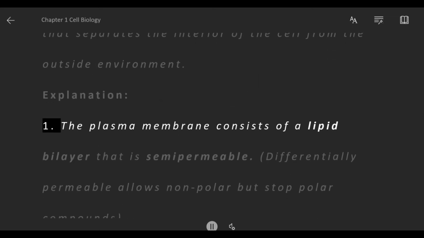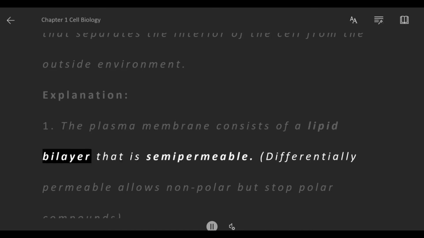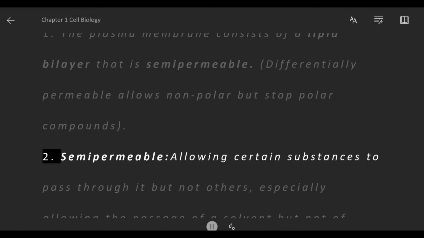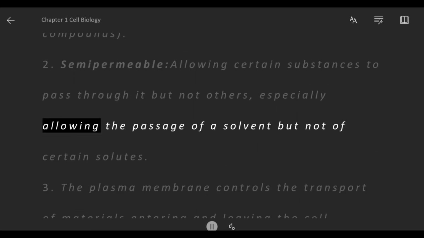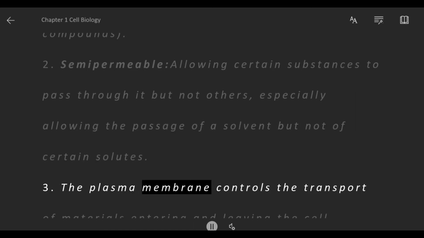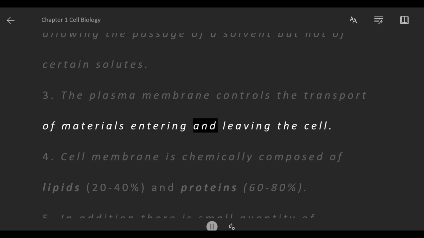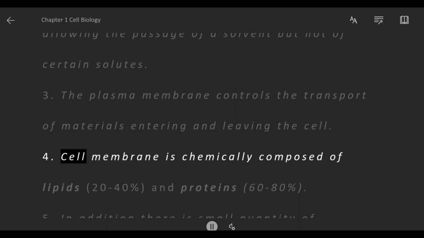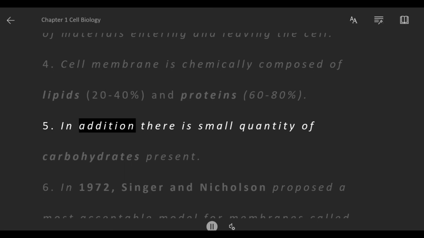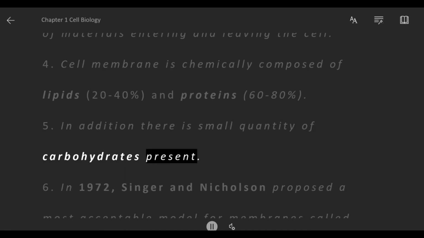Explanation. 1. The plasma membrane consists of a lipid bilayer that is semi-permeable, differentially permeable, allowing nonpolar but stopping polar compounds. 2. Semi-permeable means allowing certain substances to pass through it but not others, especially allowing the passage of a solvent but not of certain solutes. 3. The plasma membrane controls the transport of materials entering and leaving the cell. 4. Cell membrane is chemically composed of lipids, 20 to 40%, and proteins, 60 to 80%. 5. In addition there is a small quantity of carbohydrates present.